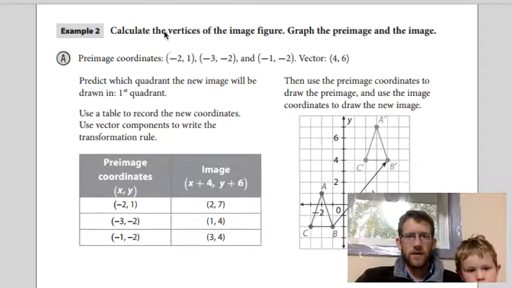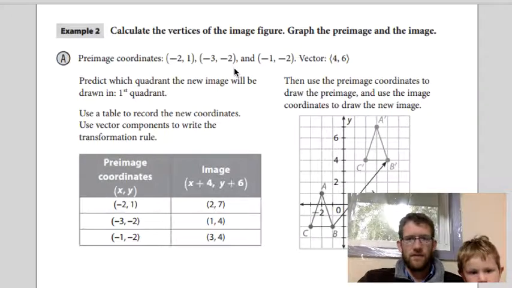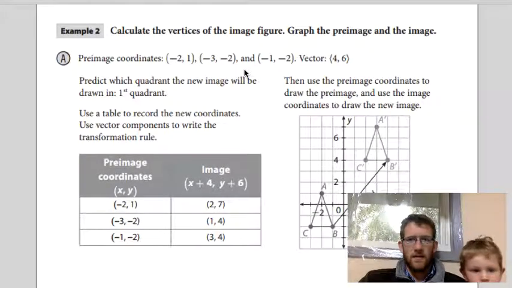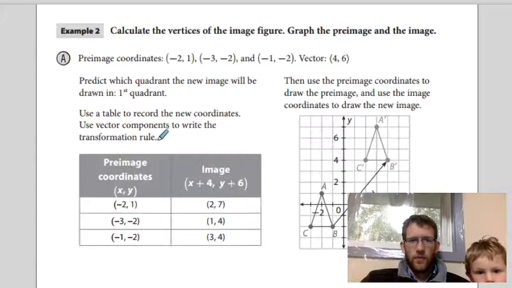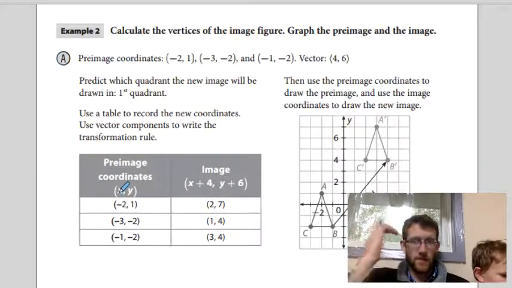This one says, calculate the vertices of the image figure, graph the preimage and the image. So the preimage coordinates are these ones, and then here's the vector that we're going to use. We're basically going to do the same as before. We're going to write down our coordinates for our pre-image, and then we're going to write down the coordinates for our image. We've seen this sort of thing before, this is just a specific type of transformation.